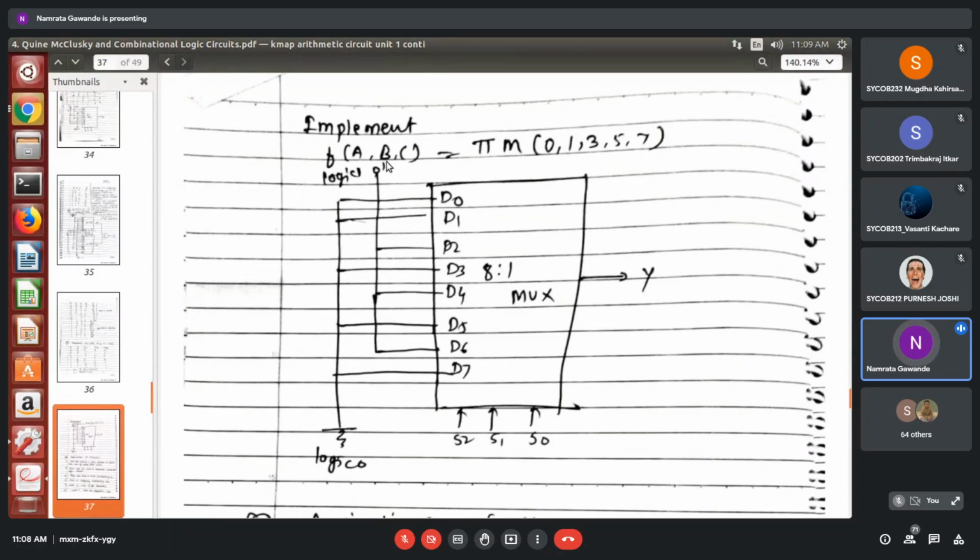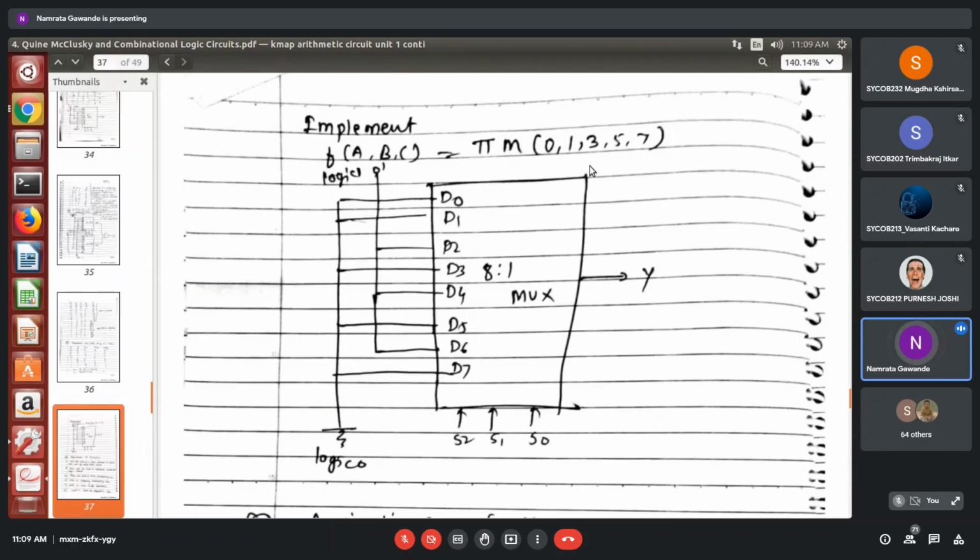See, you have to prepare all these kinds of questions. Pi of m represents the POS. What do we do in a POS? In POS, all the max terms are present. For the max terms, we enter the zeros in the K map, right? Similarly, here, whatever max terms are present should be connected to logic 0. 0, 1, 3, 5, 7. So here you can see D0, D1, D3, D5 and D7, those are connected to logic 0.